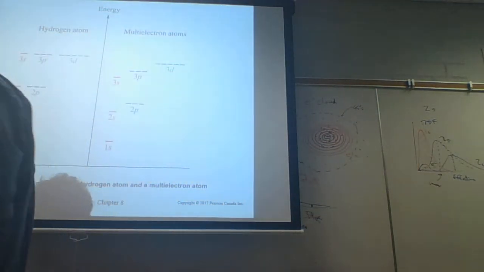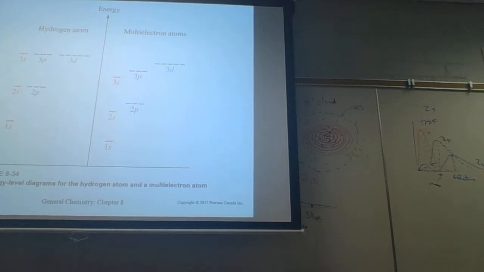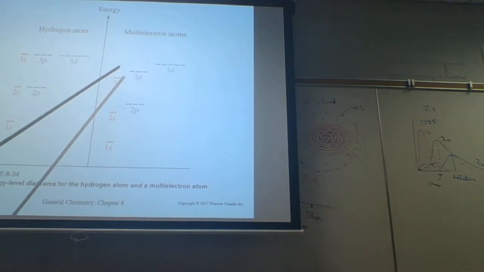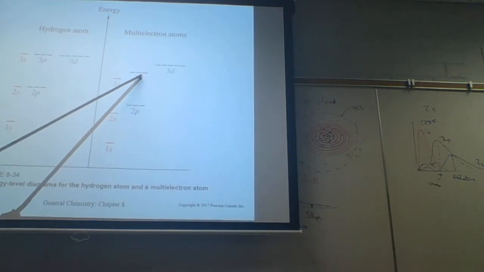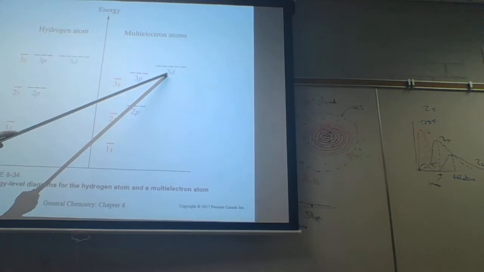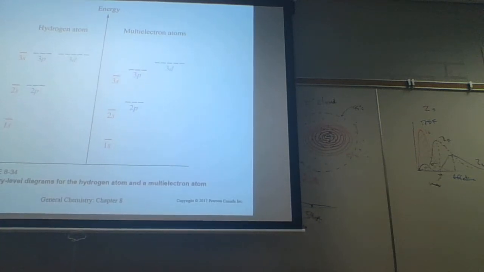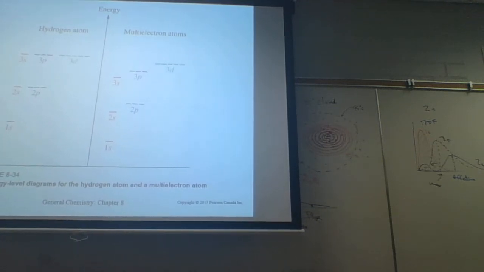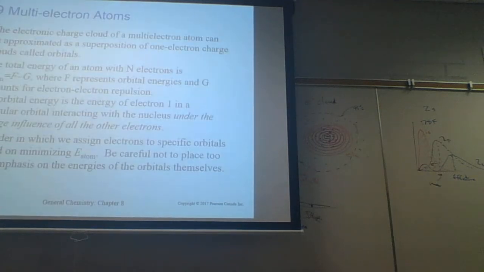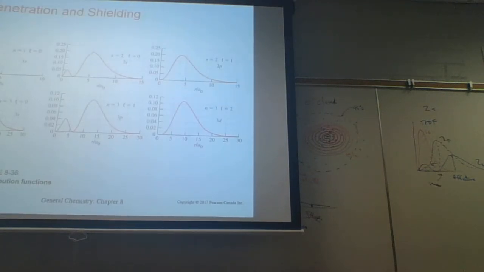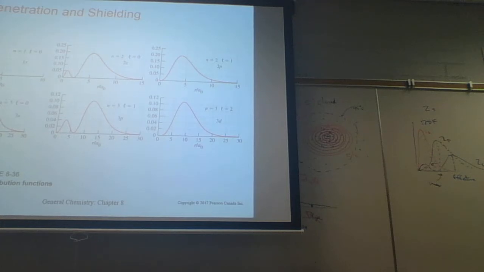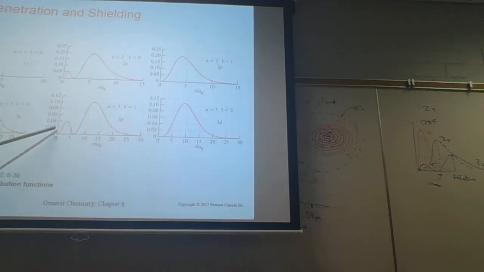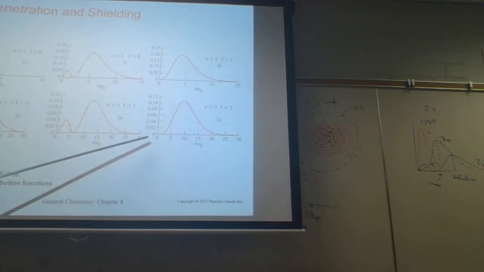And this is going to hold. So the same thing here. The 3s are more penetrating than the 3p. The 3p are more penetrating than the 3d. We can see that easily in the RDF. When we go back to the RDF, take a look at that. Look, the 3s are more penetrating than the 3p. The 3p are more penetrating than the 3d.